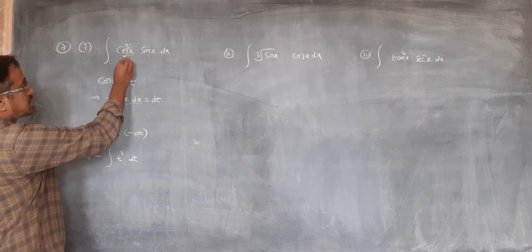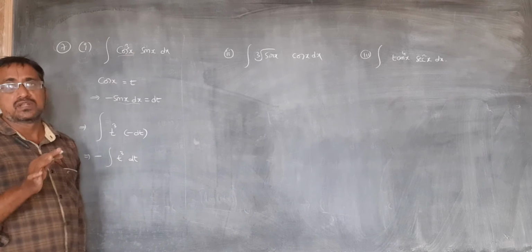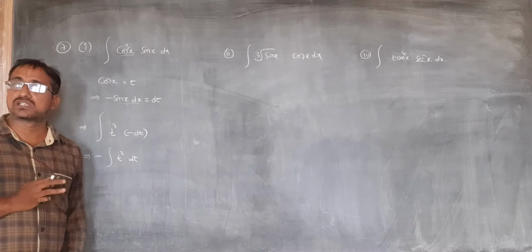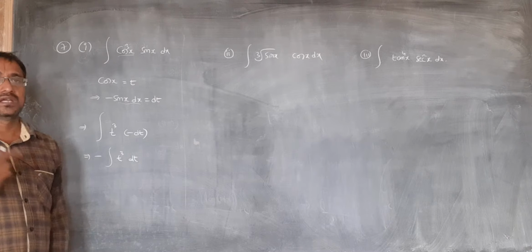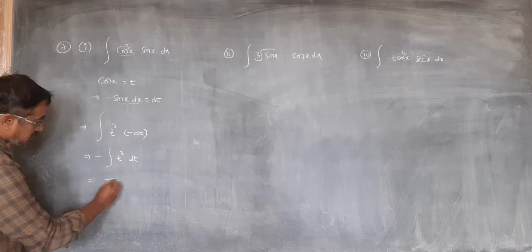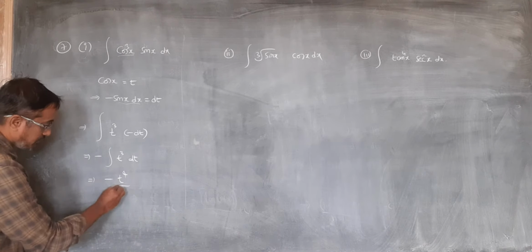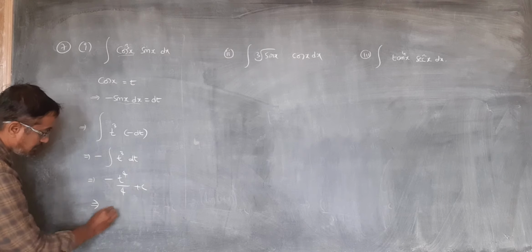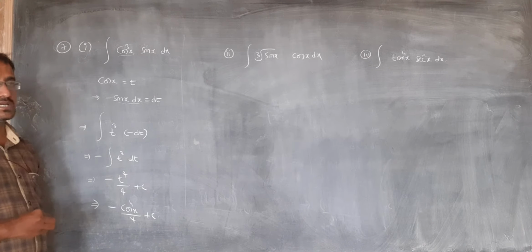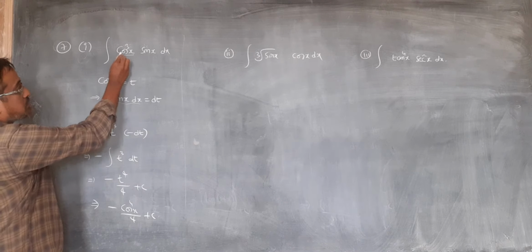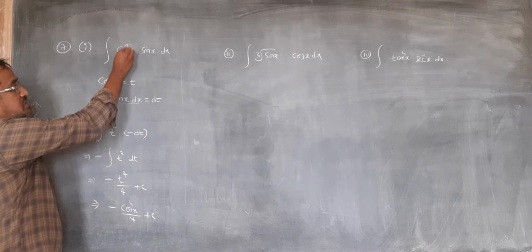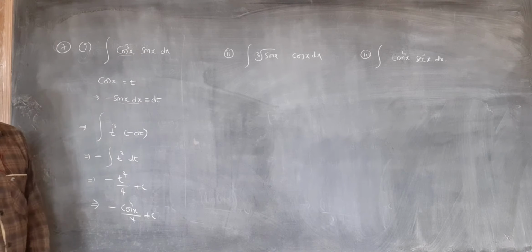Otherwise you can see this as f power n of x into f dash of x. Integral f power n of x into f dash of x is f power n plus 1 by n plus 1. By using that formula also you can write the solution. So minus t power 4 by 4 plus c. So the result is minus cos power 4x by 4 plus c, that is the result. You can see this as f power n of x into f dash of x. So f of x is cos x, f dash of x is minus sin x.